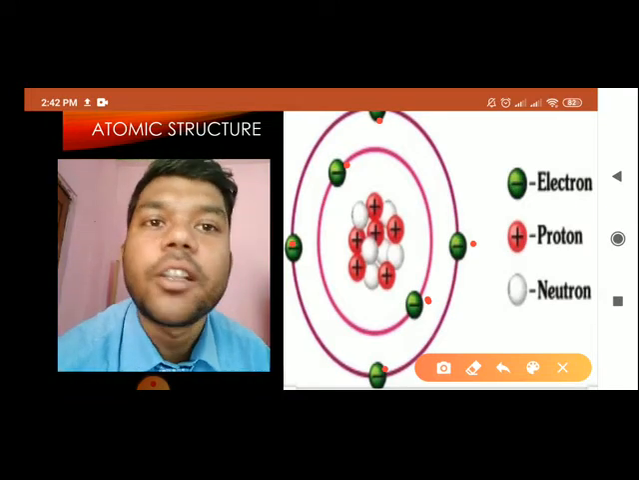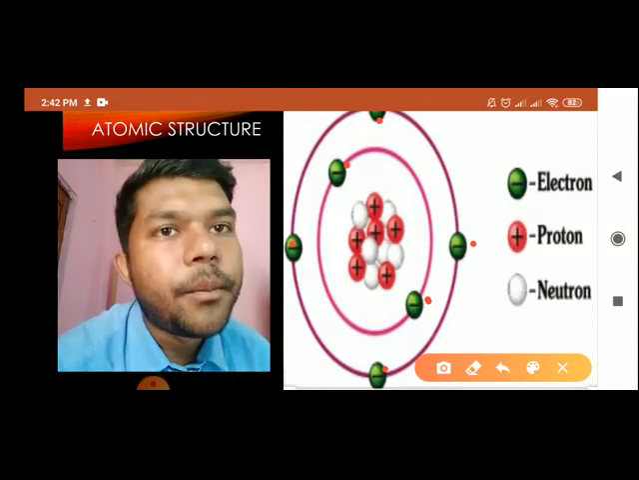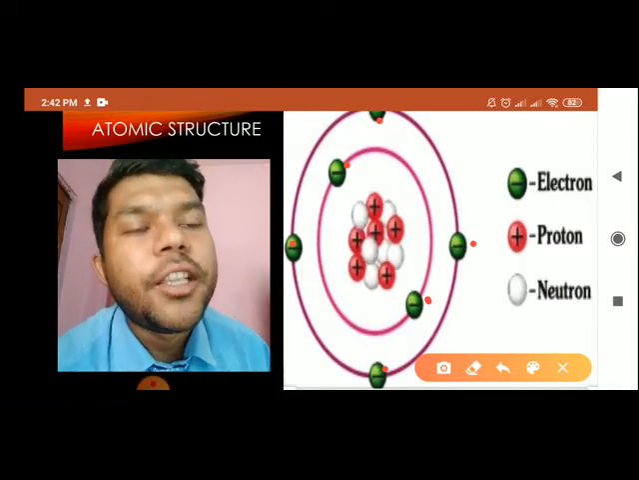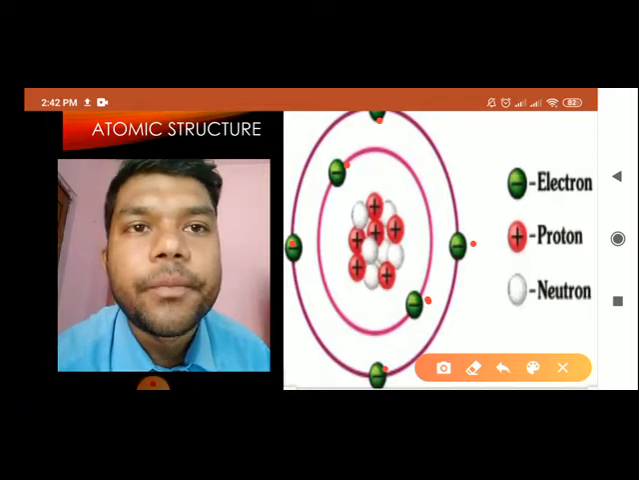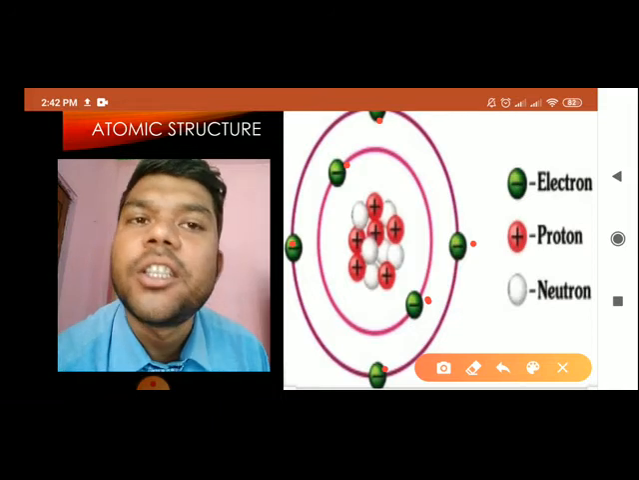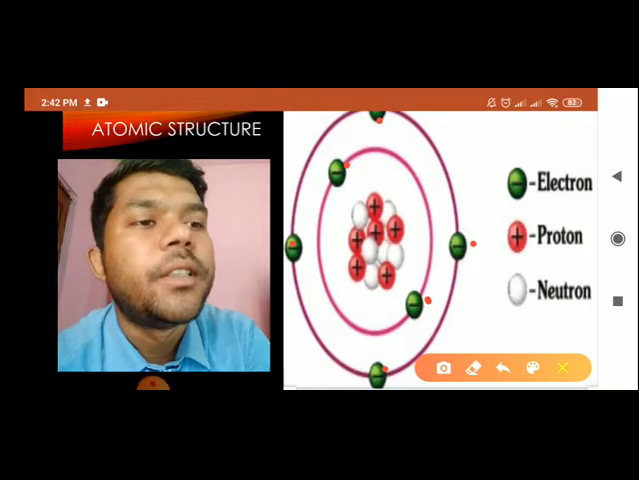In the same way, the atomic structure of different elements is different. They are not all the same, but the positions are the same, and the subatomic particles are the same. That means the proton is positively charged, the neutron is chargeless, they remain in the center, and electrons revolve around the center.